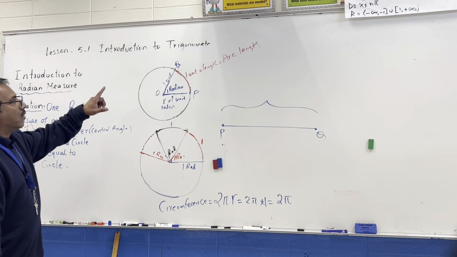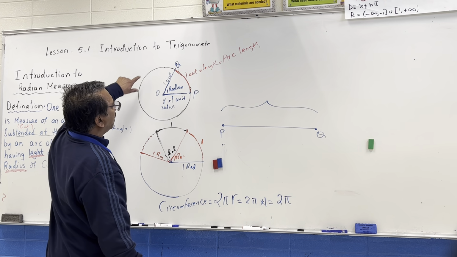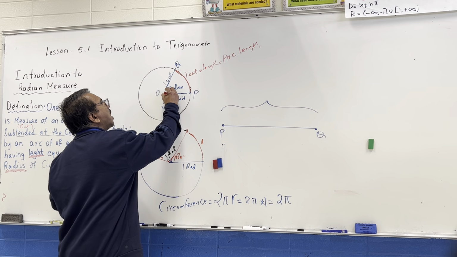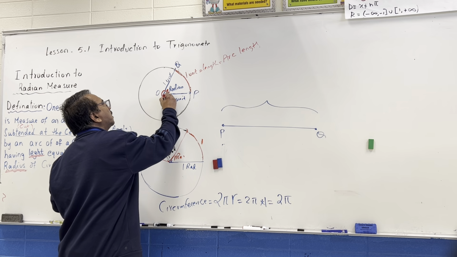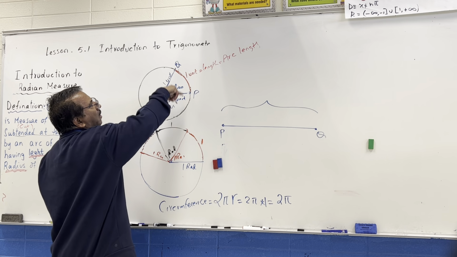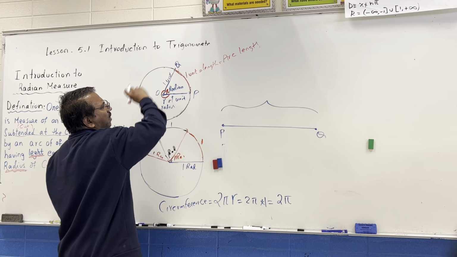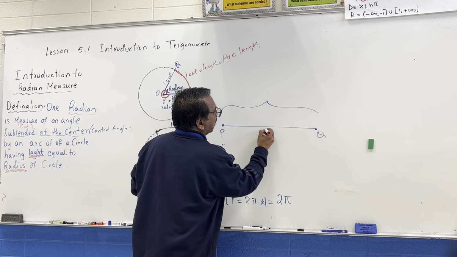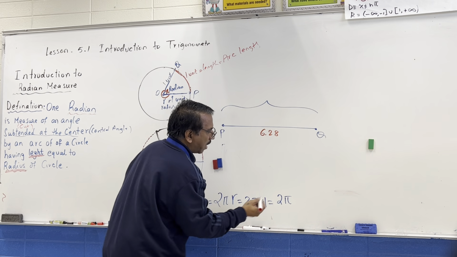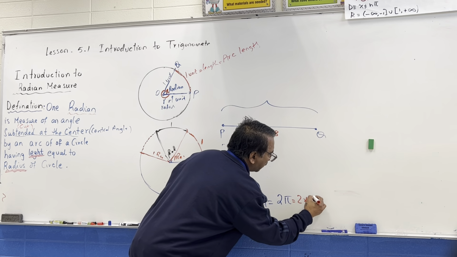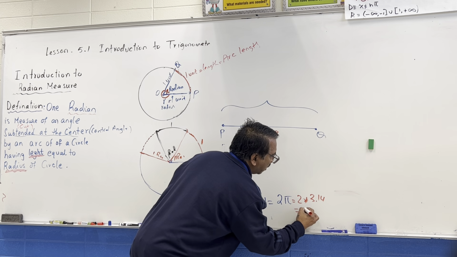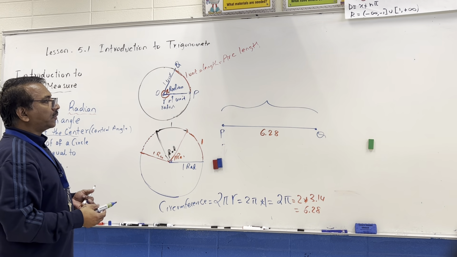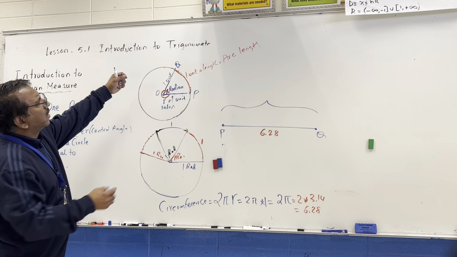So the whole round, if this is 1 radian, how much is this whole thing? That's the length of the whole circle. So from P to Q, this is 6.28. And how is that? Because 2 times 3.14 is 6.28.